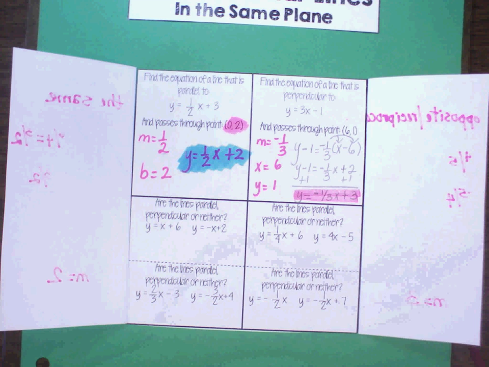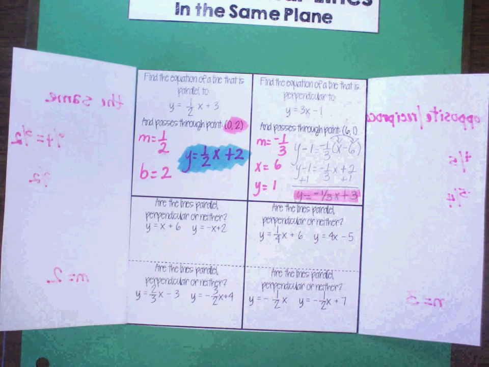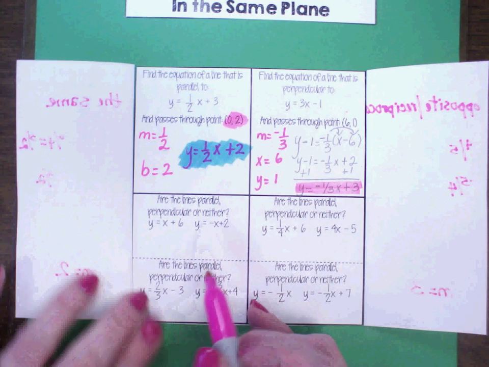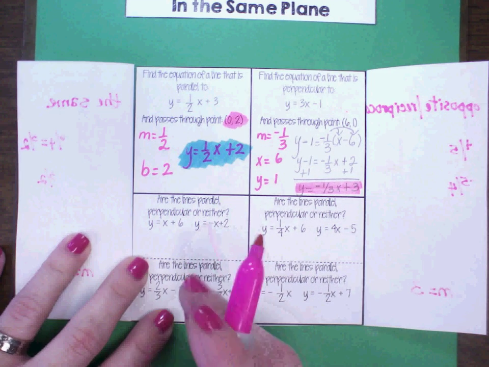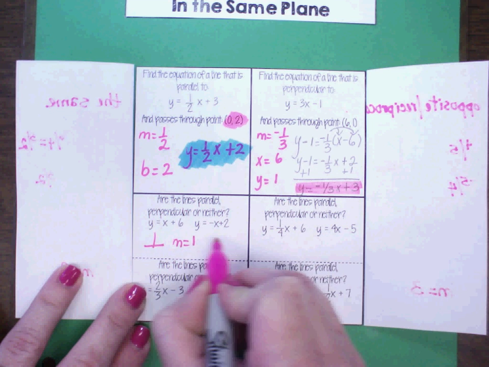Are the lines parallel, perpendicular, or neither? How do you know that they're perpendicular? Because one of the slopes is positive, the other slope is negative. And what's the reciprocal of 1 over 1? 1, right? All right. What about this?